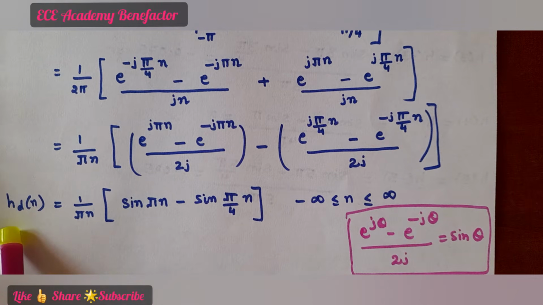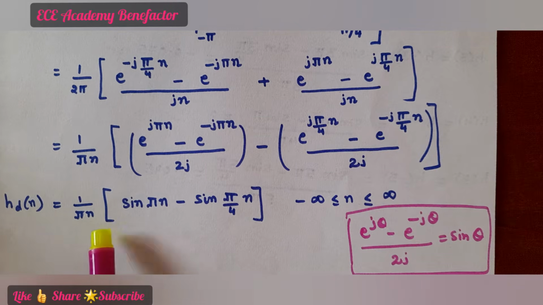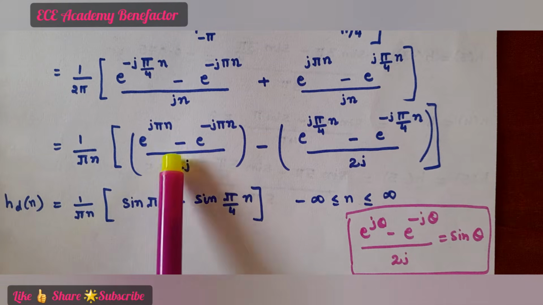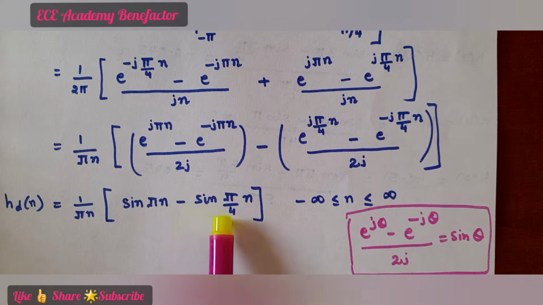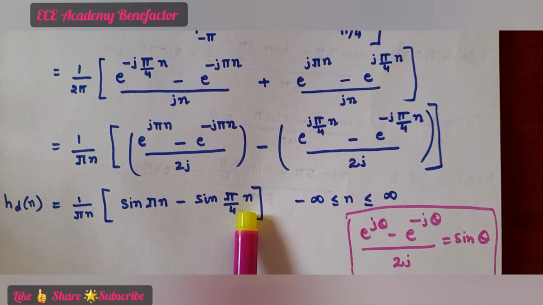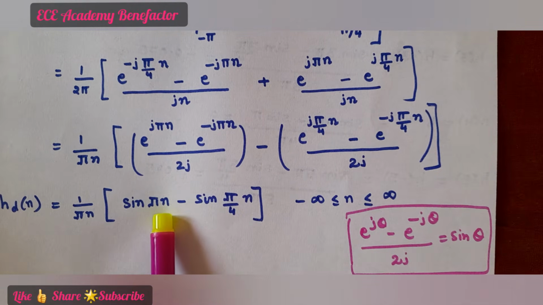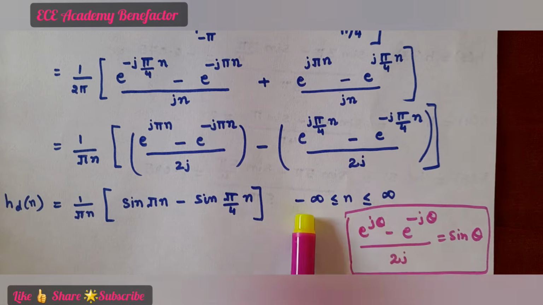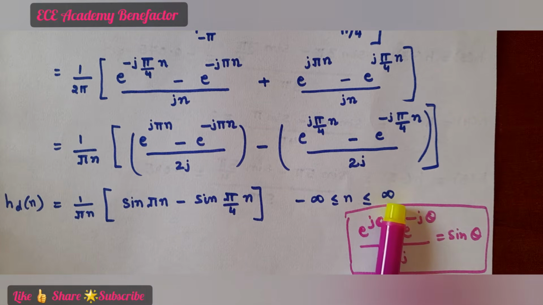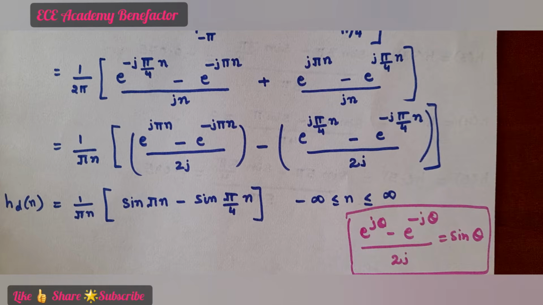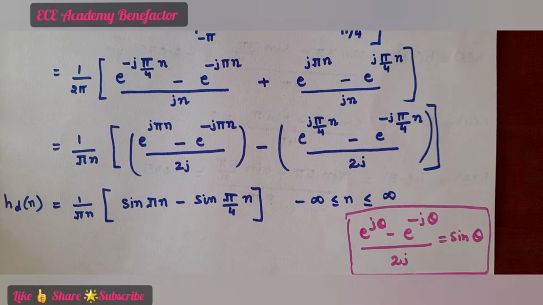So we finally got h d of n is equal to 1 by pi n, sin pi n minus sin pi by 4 of n. And how is this n varying? It is varying between minus infinity to infinity, and we are designing an FIR filter. So how should the impulse response be? It should be finite in nature, but it is infinite. So the next step is to truncate the h d of n.